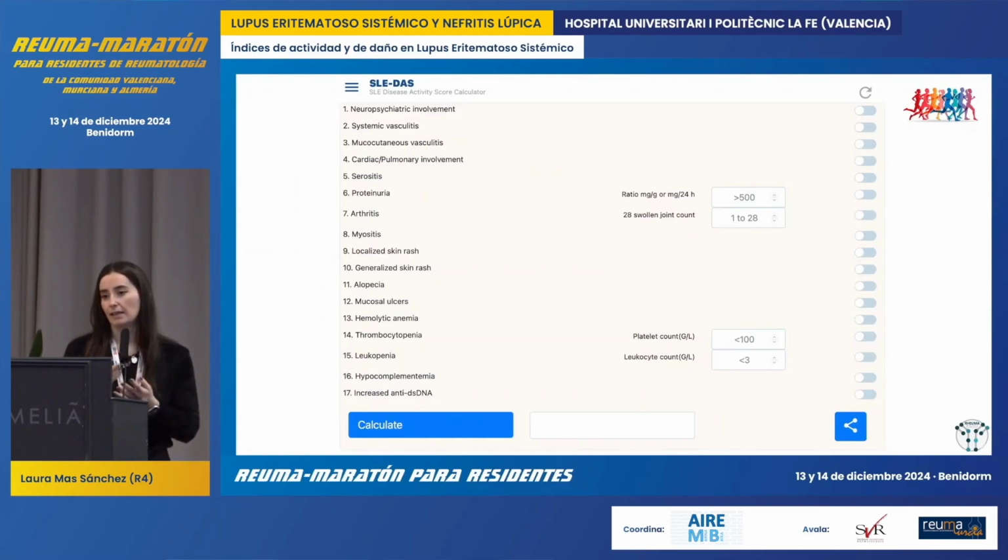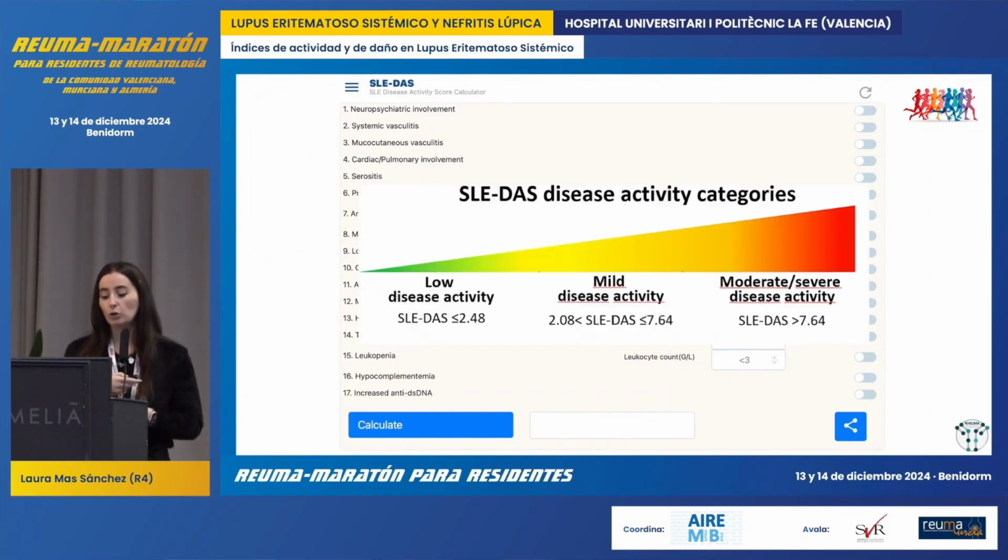This would be, let's say, the screenshot of what you would see in the calculator. There are parameters that are binary, and there are parameters where you do need to include a number. And it really gives, like the DAS28, but in a lupus version, a value that falls into low, moderate, or high risk. Remission obviously would be a 0. I hadn't mentioned that before, sorry. It would also be reflected here, and then low activity would be 2.48 or less, moderate activity from that value up to 7.64, and anything above that is considered high activity.